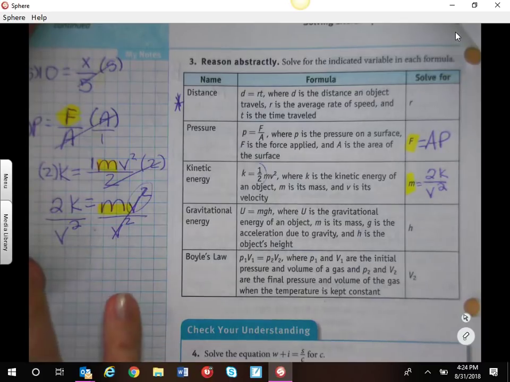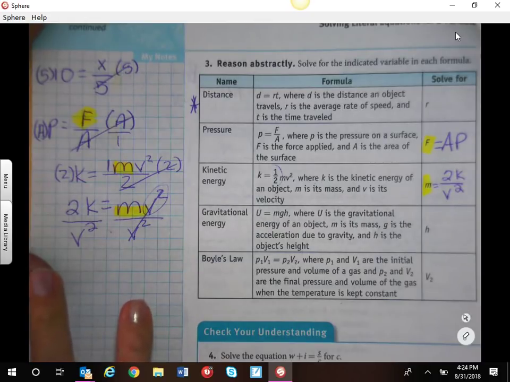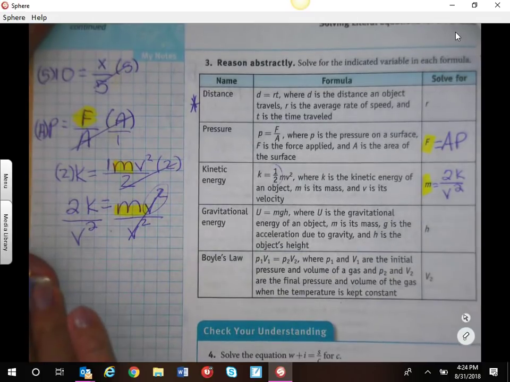I realize this is a little bit taxing and it's a little stressful because we're using all letters instead of numbers, but we're going to practice this some more in class tomorrow. So just take a deep breath and we're going to get there together.